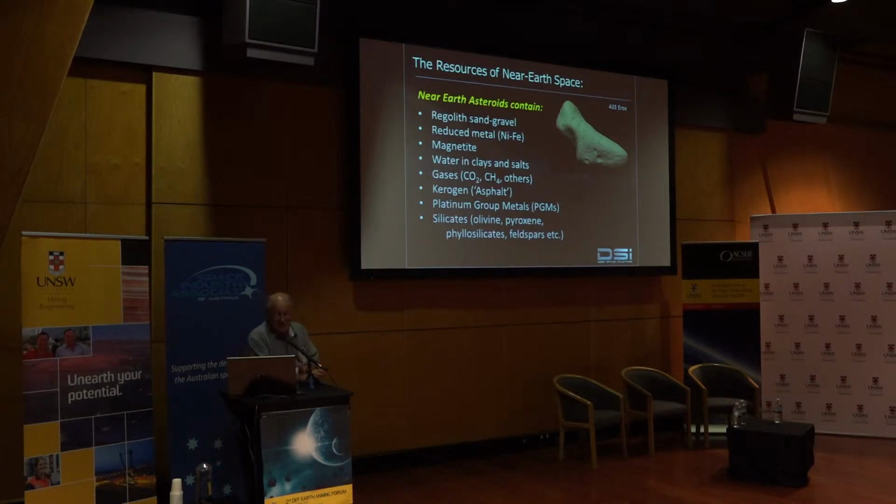Good. The resources of near-Earth space, quoting Professor John Lewis's book by that same name from about 30 years ago. Near-Earth asteroids contain regolith, sand, gravel, reduced metal, magnetite, water in clays and salts, and possibly free water as ice, gases, CO2, CH4 and others, and a fascinating mix of gases that they found emanating from comet 67P Churyumov-Gerasimenko. Kerogen, asphalt, long chain, complex carbon, natural plastics sort of stuff. Platinum group metals and silicates, olivine, pyroxene, phyllosilicates and feldspars.